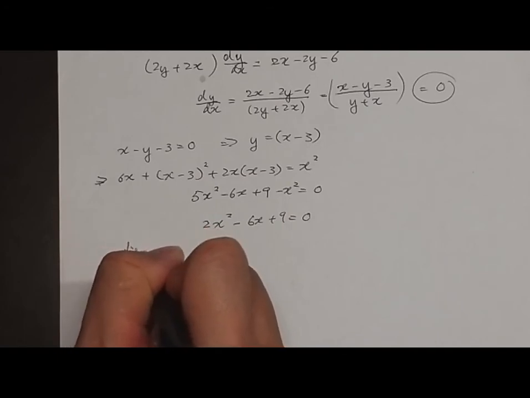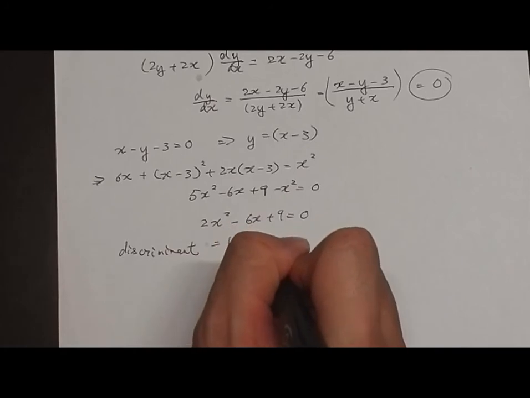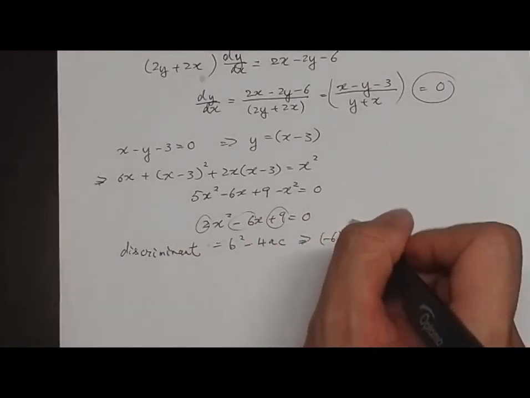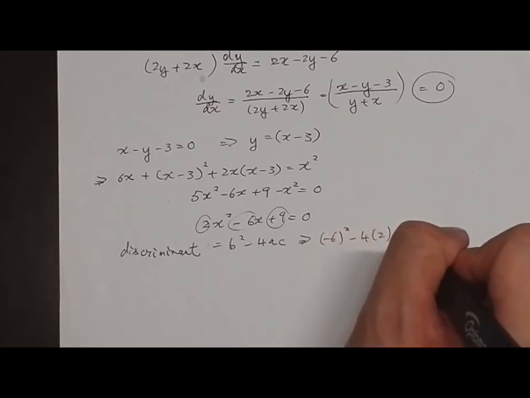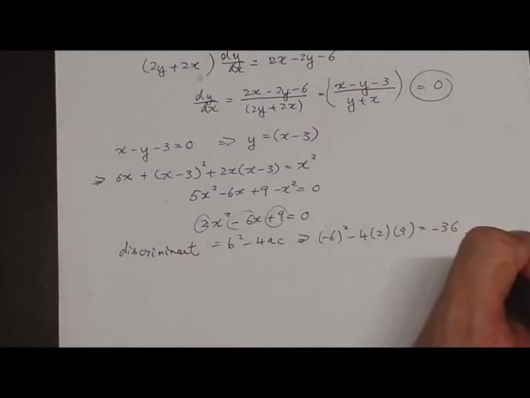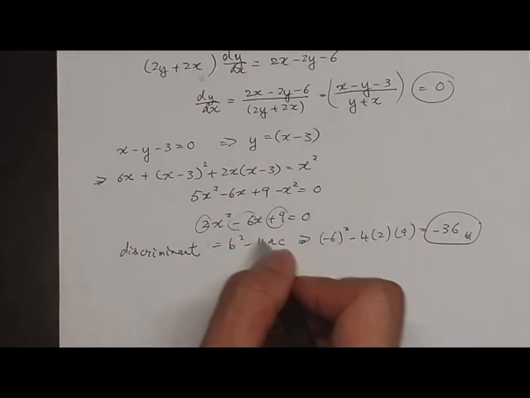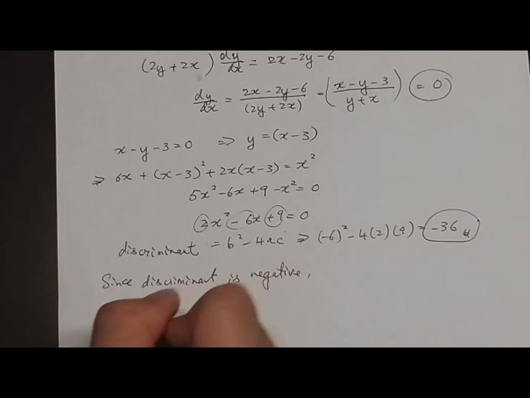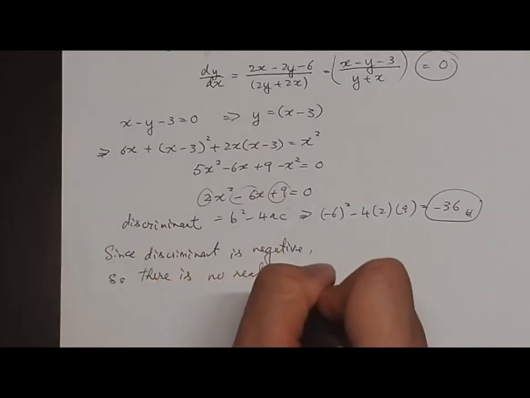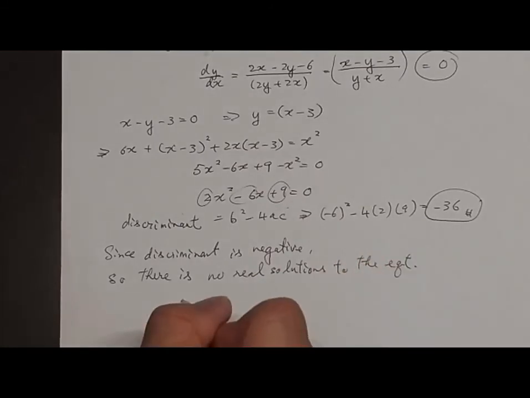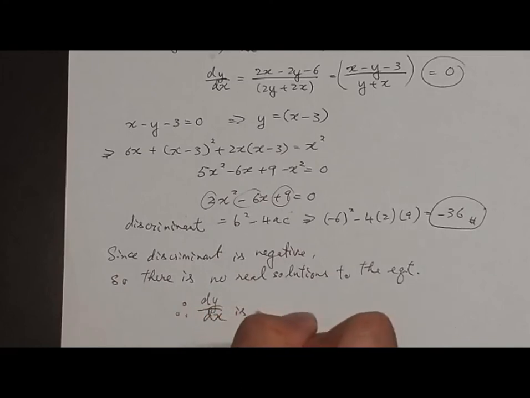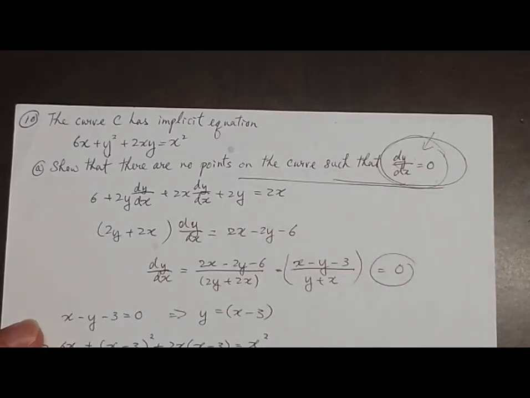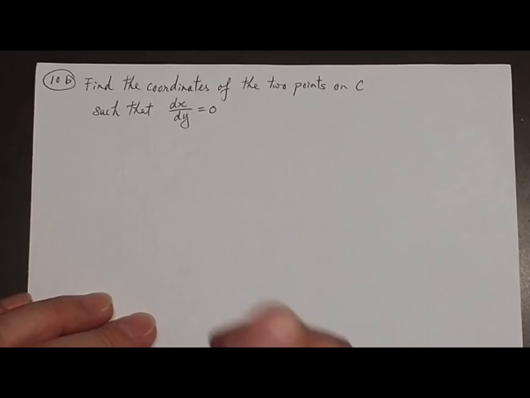We get the discriminant equal to b squared minus 4ac. This one is a, this one is b, and this one is c. So the discriminant is equal to (minus 6) to the power of 2 minus 4 multiplied by 2 multiplied by 9, and equal to minus 36. So the discriminant is negative. It means we cannot take the square root of this to have a real number. Since the discriminant is negative, there is no real solution to the equation. And thus, it means dy by dx never happens. And we prove that there are no points on the curve such that dy by dx is equal to 0. We go to part B of question 10.